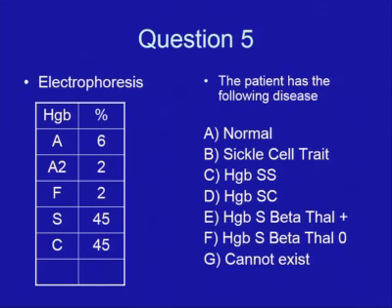All right, so the next one, a little trickier. So the patient has which disease? All the same options. So here you've got equal amounts of S and C, 45% and 45%. Okay, so 45 and 45. You've got a little bit of F, a little bit of A2, and some normal A. What disease is this?